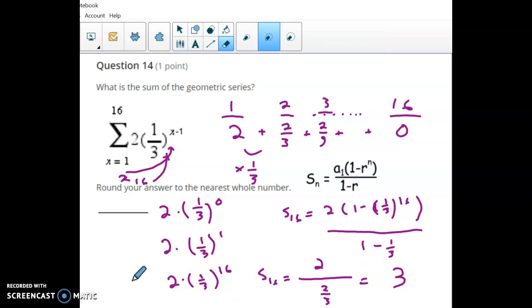Okay, that's a pretty tricky question, but hopefully that helps. I didn't necessarily need to do all of that for this part. I just needed the first term and r to figure this out, but sometimes I like to do that just to make some sense of the question. All right, hope that helps.